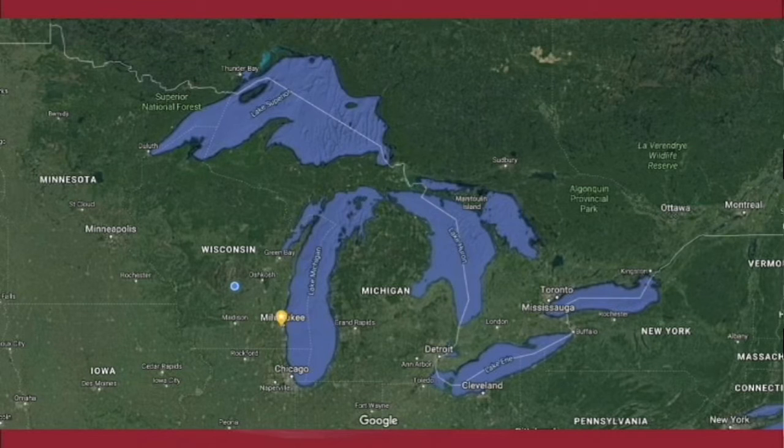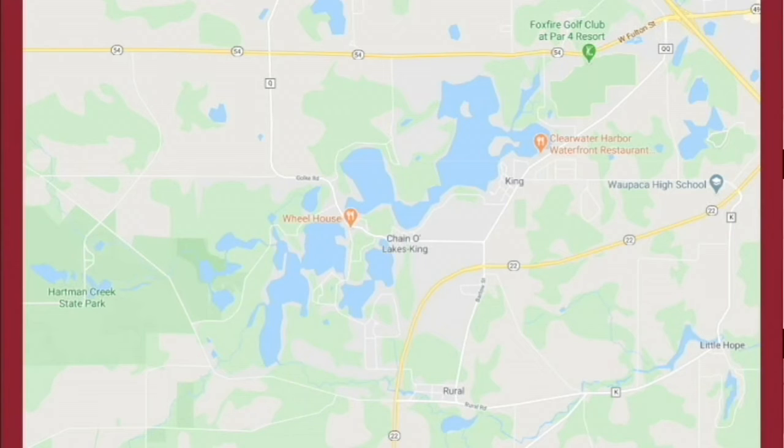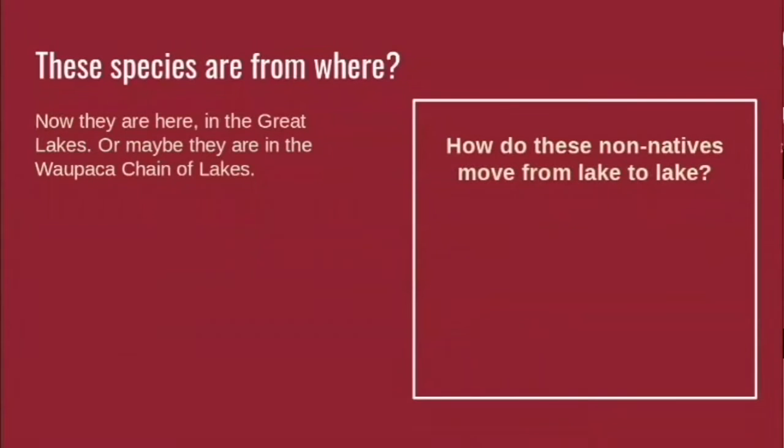So now that they're in the Great Lakes, how do they make it into our inland lakes, like the Waupaca chain? How are they moving from lake to lake or river to river? This is something else I want you guys to think about. I still don't think these plants or zebra mussels have grown wings to move from one water body to the other. So how are they making that journey?